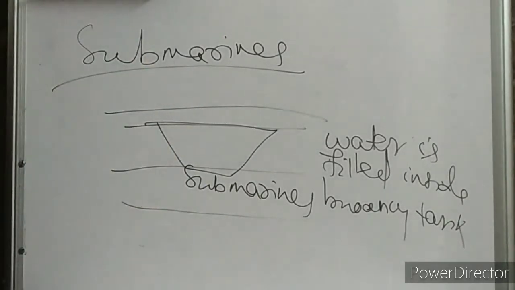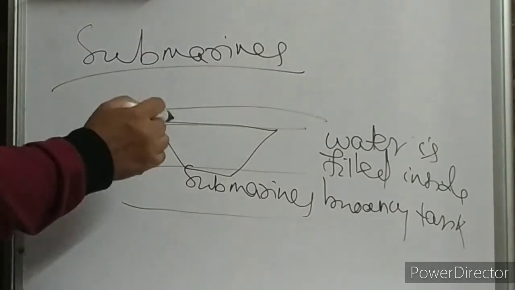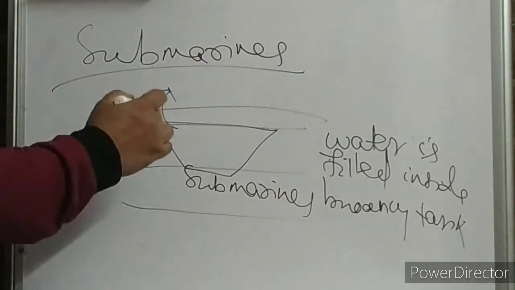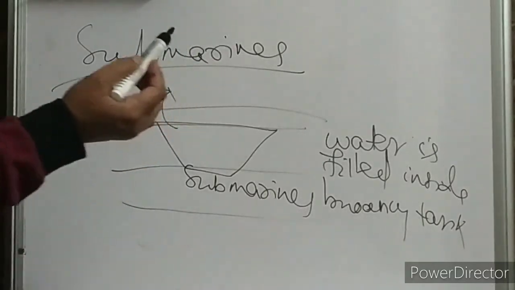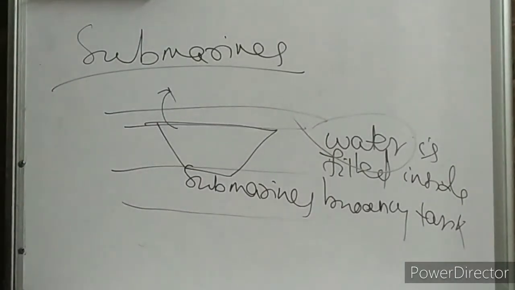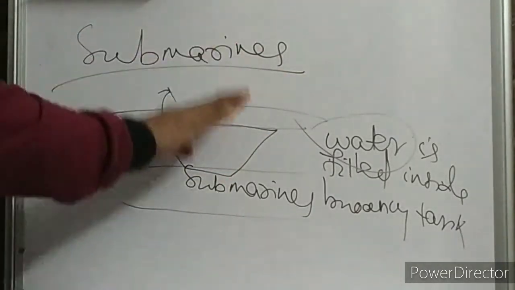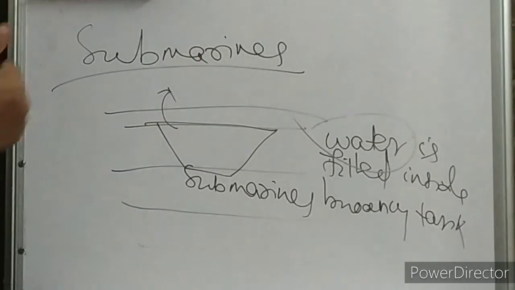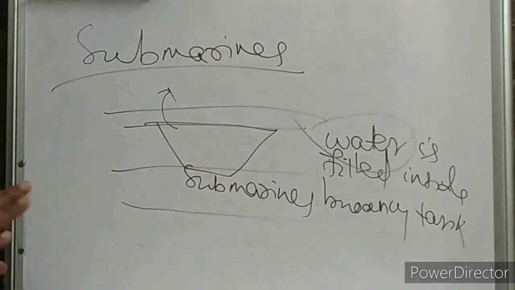After doing its work, the submarine has to come up. So how will it come up? Because it is filled with water, it can't come up, it can't float. So what will we do? We will remove the water from the tank. There is a method, but I am not going into the details of that method. Simply think, water is filled inside the tank and it is sinking. Now we have to come up, so we will just remove the water from that tank. Then the submarine will come up. It will float on water.